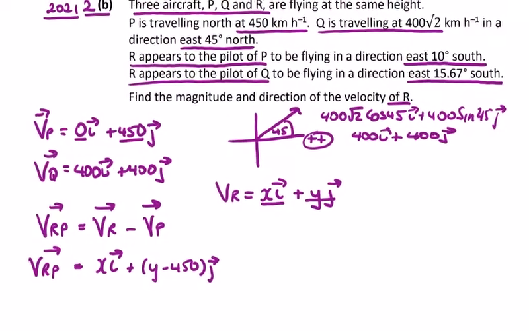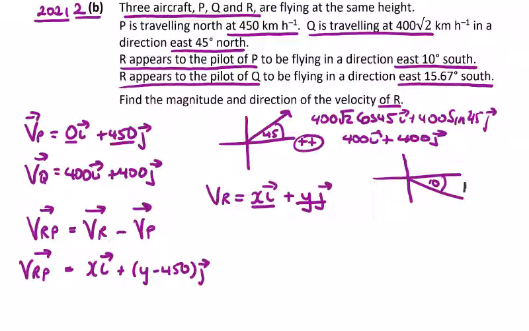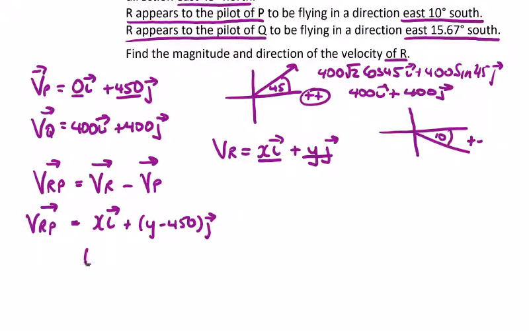So we have an angle in relation to this too. R appears to be flying east 10 degrees south. Let's have a look at that. East 10 degrees south will be in this direction, 10 degrees. This is in a positive, negative direction. So the tan of 10 will be equal to y over x. It's minus y, in this case minus y plus 450 if we apply the minus part, over x, which is positive. So just leave it like that for a second, and then let's look at what's happening with Q.